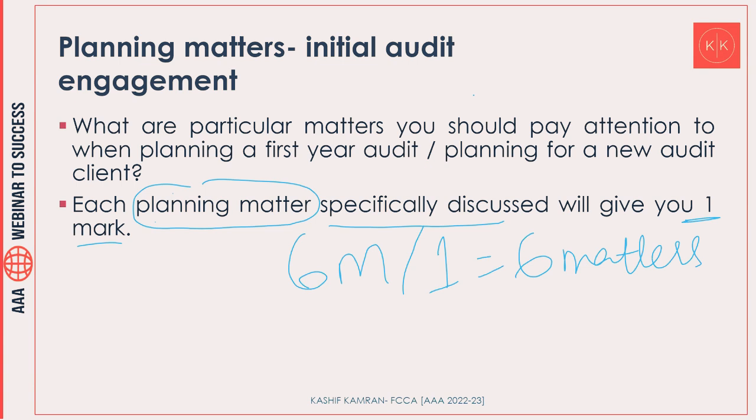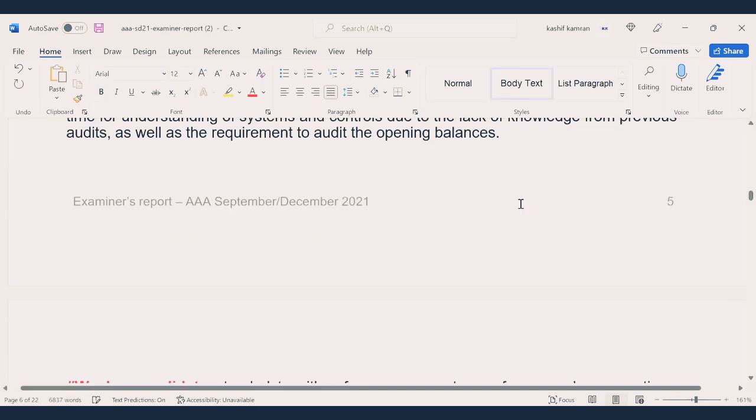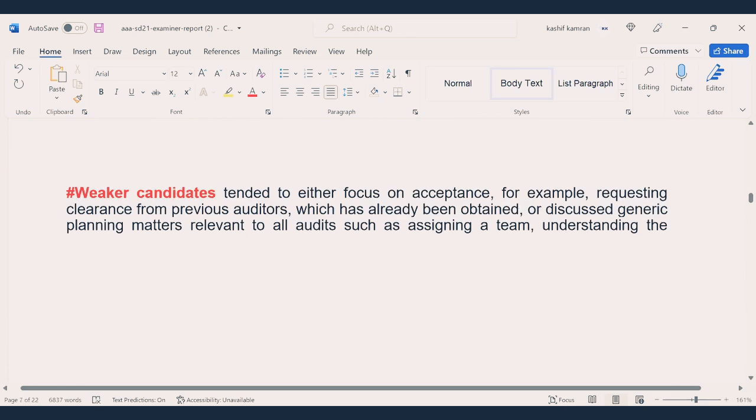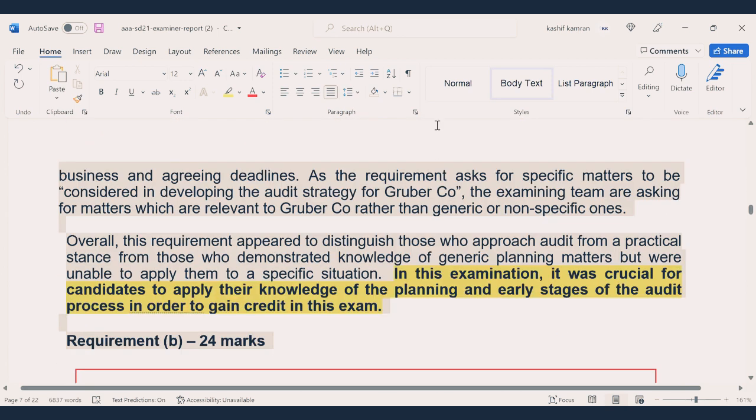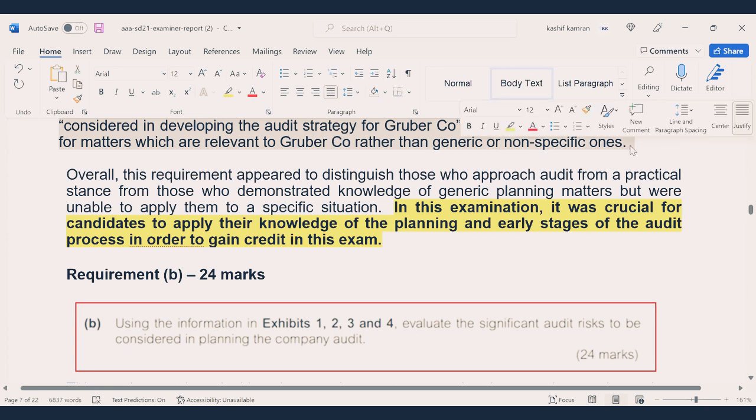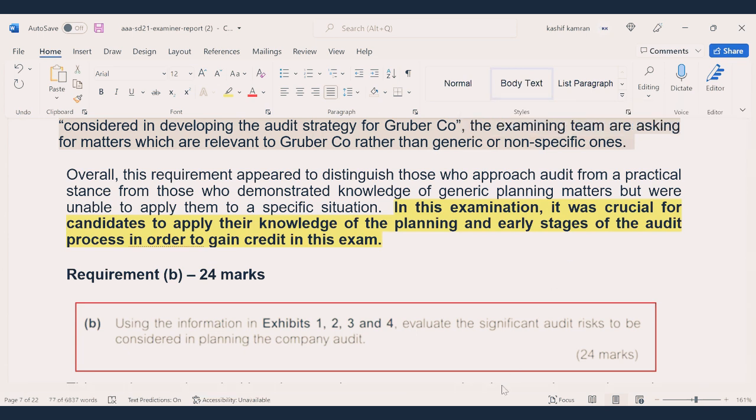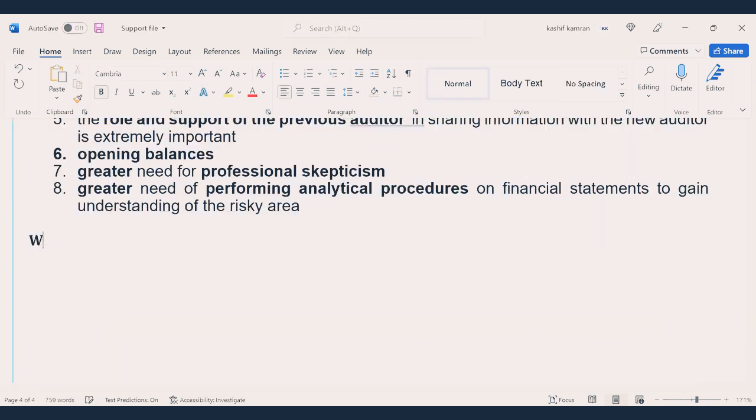Now, is everyone clear with the matters you should focus on in planning a first year audit? Is everyone clear? Okay, that's great. Now, just one last thing before moving to the next requirement, back to the examiner report, see what the examiner is telling here. Just give me 1 minute while I take it to my Word file, support file. Okay, now the examiner is telling us what the weaker students did with this question.